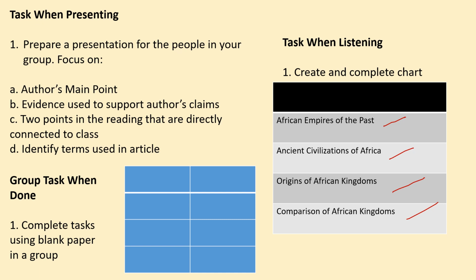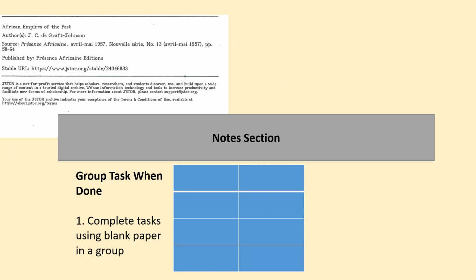Each student's mini presentation to the group should focus on these points: the author's main point, evidence used to support the author's claims, 2 points in the readings connected to class, and you want to keep track of any terms that are used for this particular course. When we're done, the group is going to work to complete this grid sheet and respond to a series of tasks. First article for this section is going to be Africa Empires of the Past.